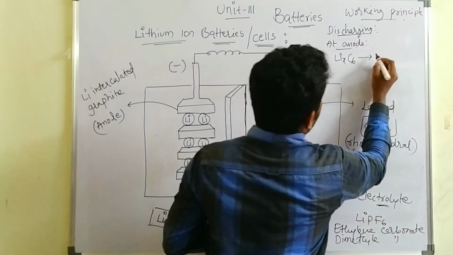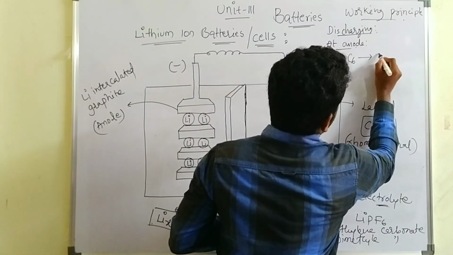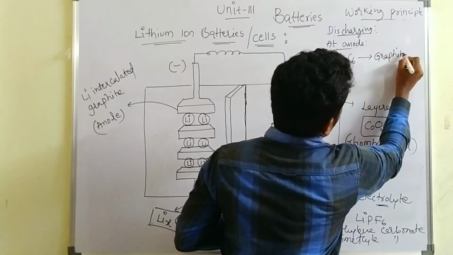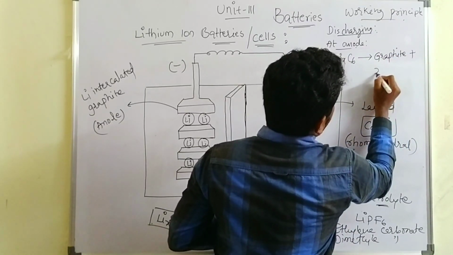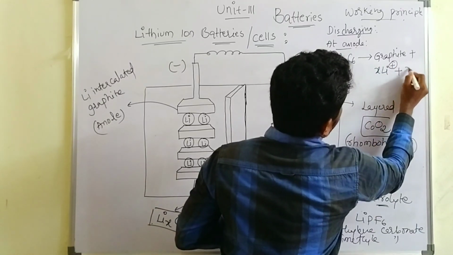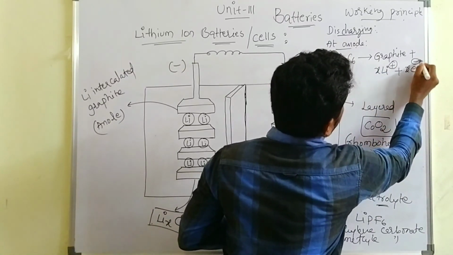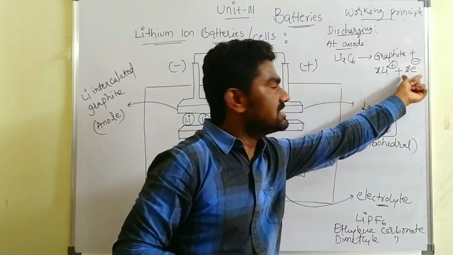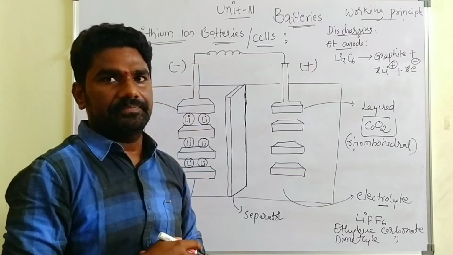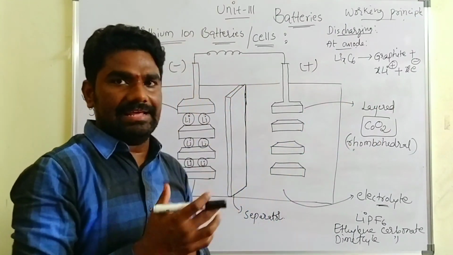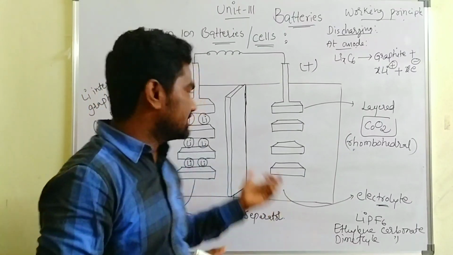can dissociate as C6, which means graphite remains, plus X number of Li plus ions can release and X number of electrons also will release. The loss of electrons is known as oxidation, isn't it? And also here the releasing of lithium cations, lithium plus ions, also takes place.